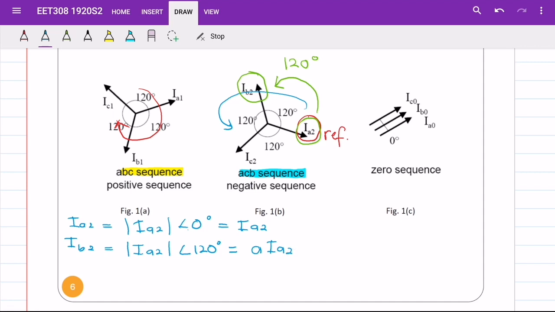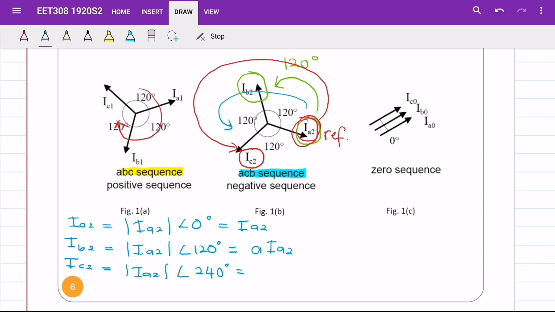And the last one is IC2, equal to IA2, and the phase angle of IC2 is between IA2 and IC2 in the counterclockwise direction. So the total phase angle for IC2 is 240 degrees, and the equation for IC2 is equal to A to the power of 2 times IA2.